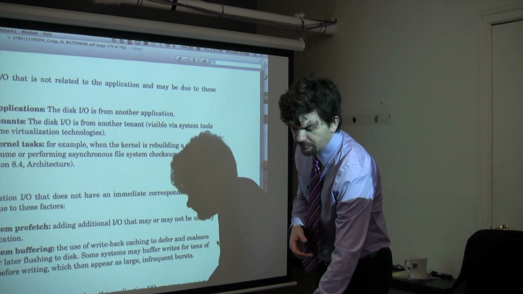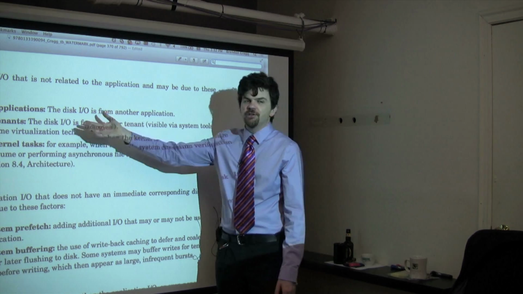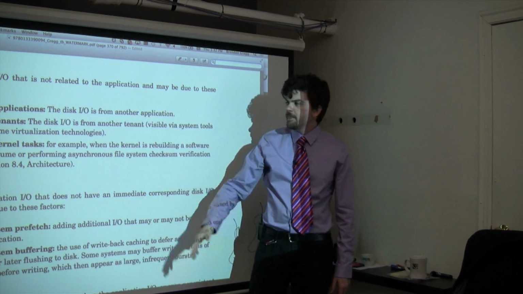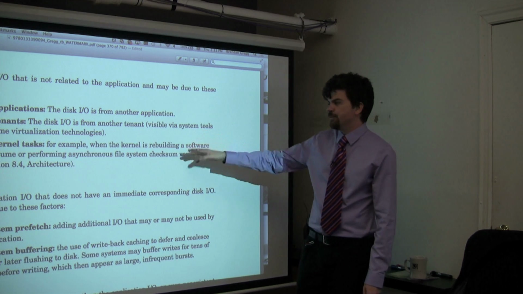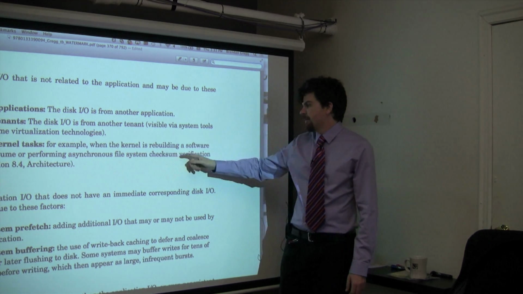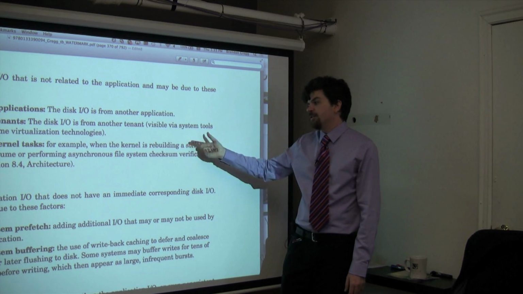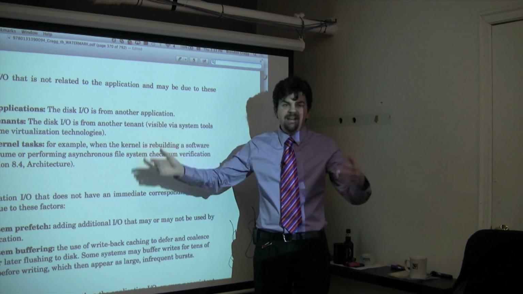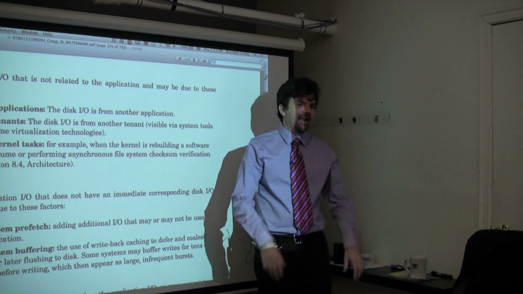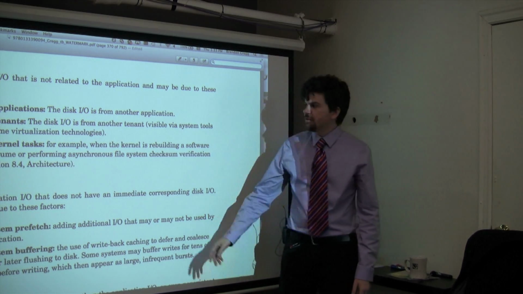Unrelated. The disk I/O is caused by other applications. It's not the one you're looking at. Other tenants, they're rattling the disks. It's not you. Other kernel tasks: there may be a kernel doing a rebuild of a software RAID volume, and that's just creating disk I/O. It's got nothing to do with any application. That's just what the kernel is doing right now.